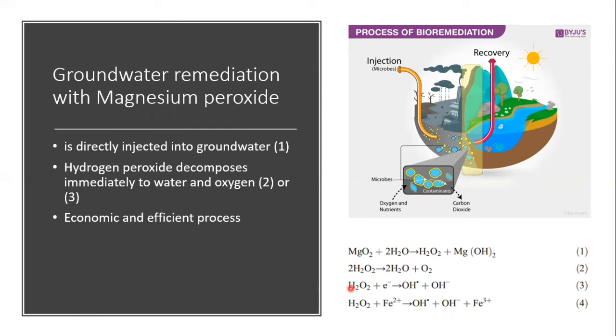When reacting with iron, as shown in equation 4, it's important to remove as much iron from the reaction as possible because of iron's ability to catalyze the degradation of the peroxide. Also, magnesium peroxide reacts with water to form magnesium hydroxide, which can affect the yield. Magnesium peroxide is an economic and efficient process used for bioremediation.